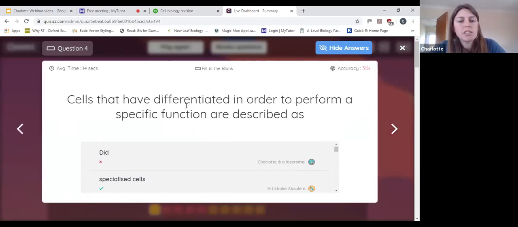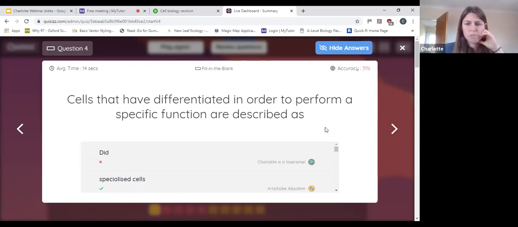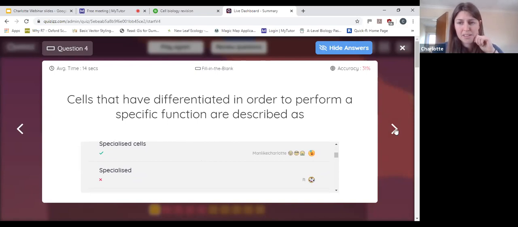Okay, question 4. Cells that have differentiated in order to perform a specific function are described as specialized cells. Very good. Whoever put specialized, you should have had that one. They are specialized cells. Well done those that got those. There's a few of you that didn't get those right and should have done. So for example, SB there, you should have had specialized. So I'm sorry about that.